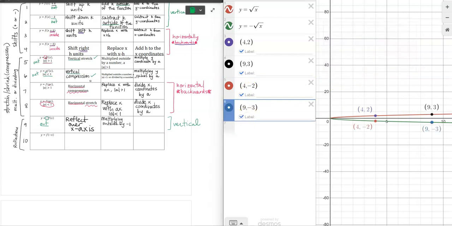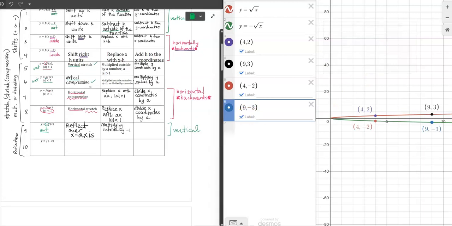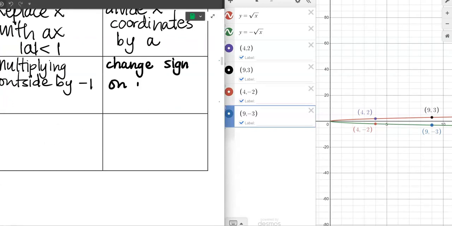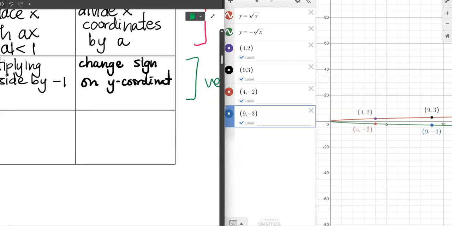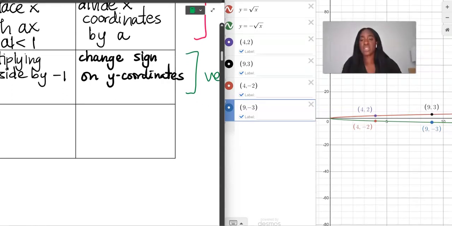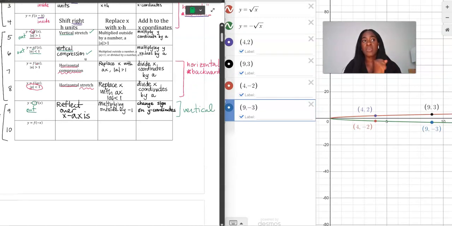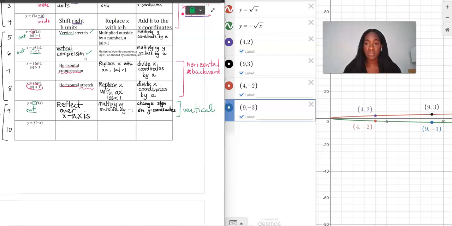So what's happening to those points when we reflect over the x-axis is that we change the sign on the y coordinates. The x coordinates stayed the same, but because we flipped over the x-axis, the y values then change their sign. And I intentionally did not say make the y values negative, because sometimes they will start off negative and then they will flip up to become positive. So what is happening is that we're changing the sign on them.